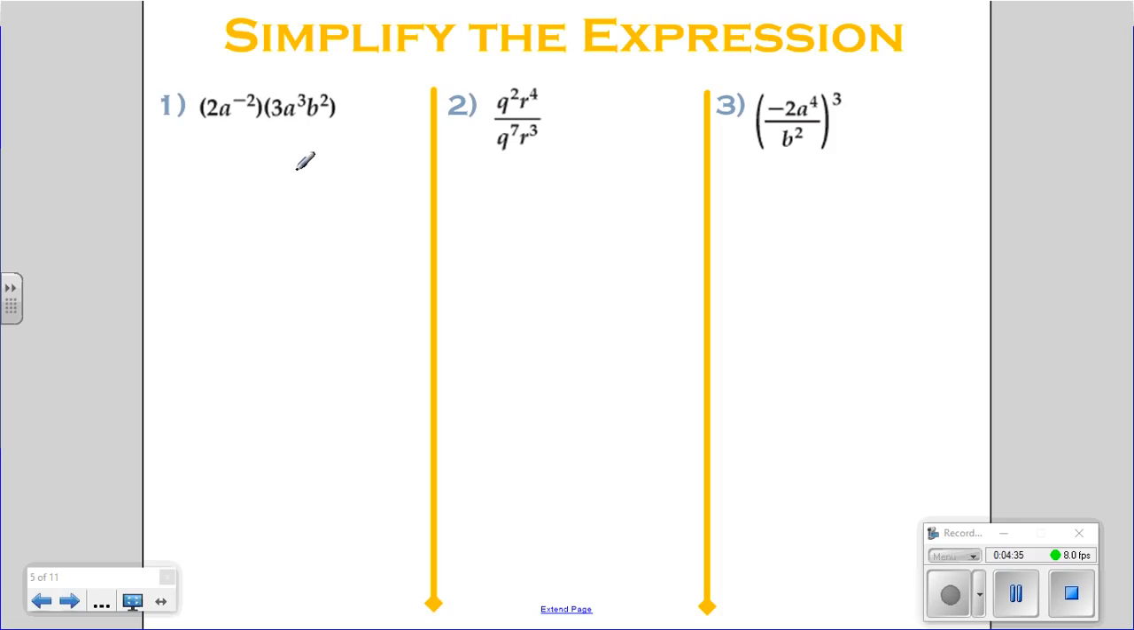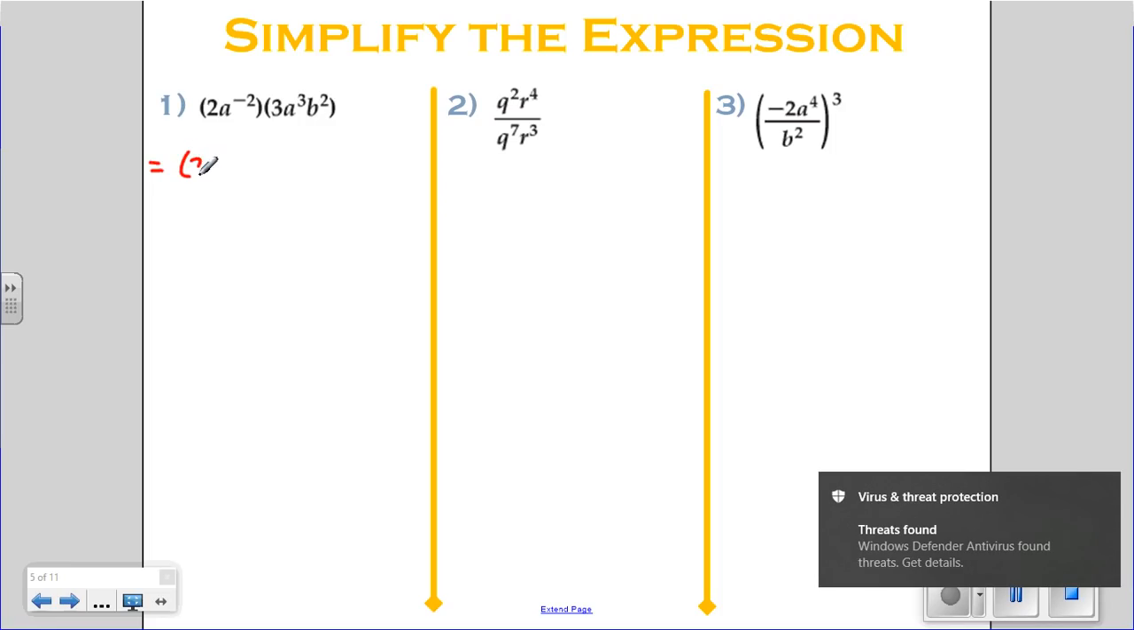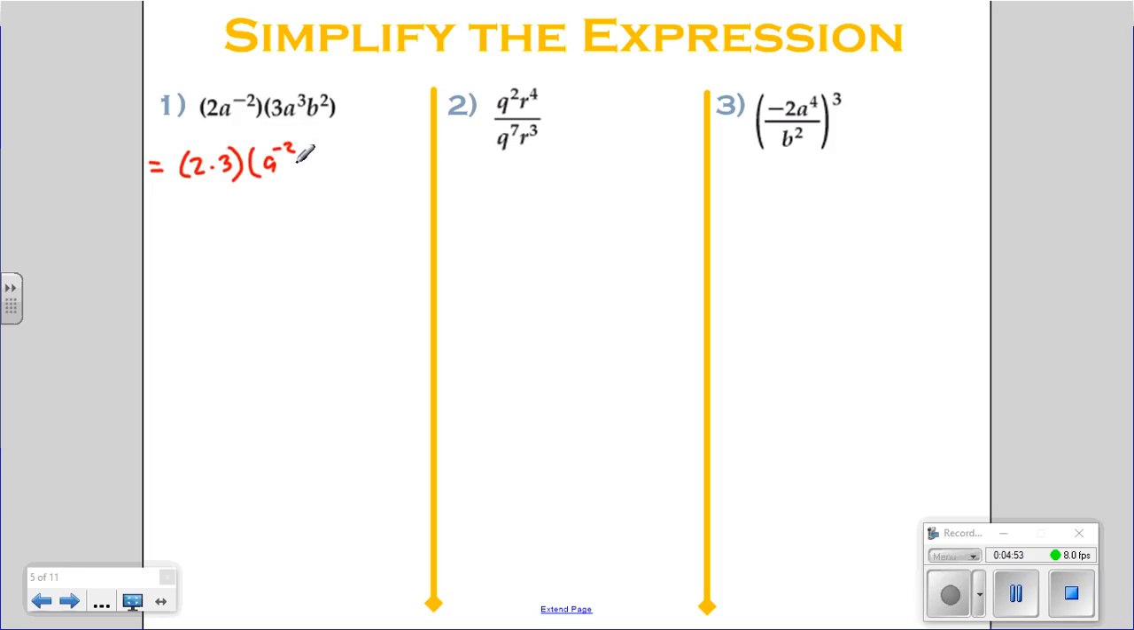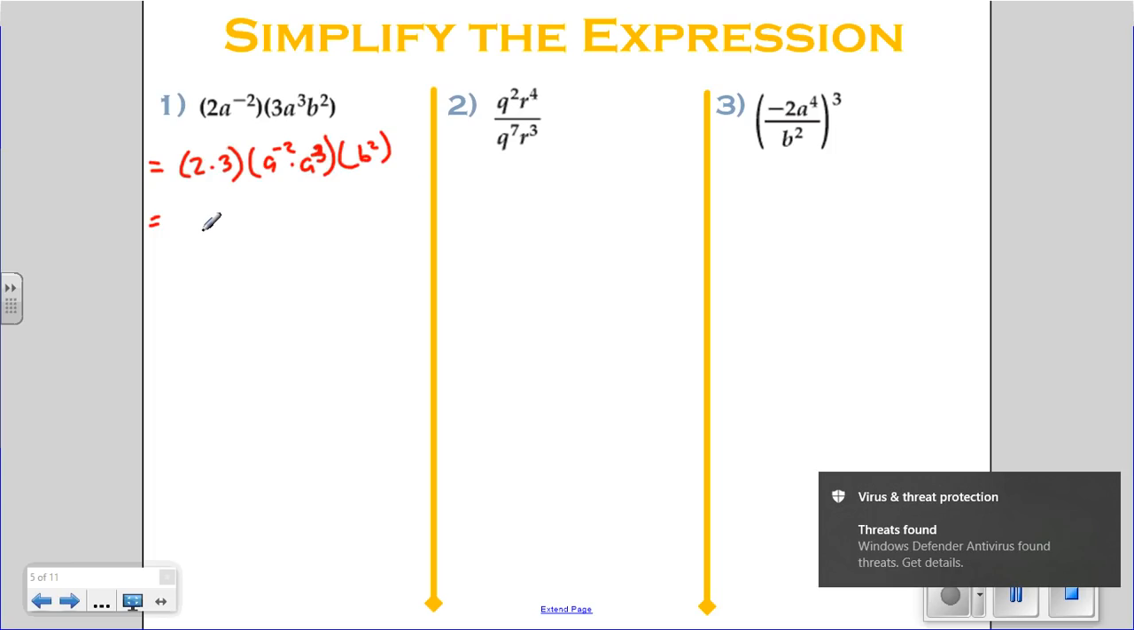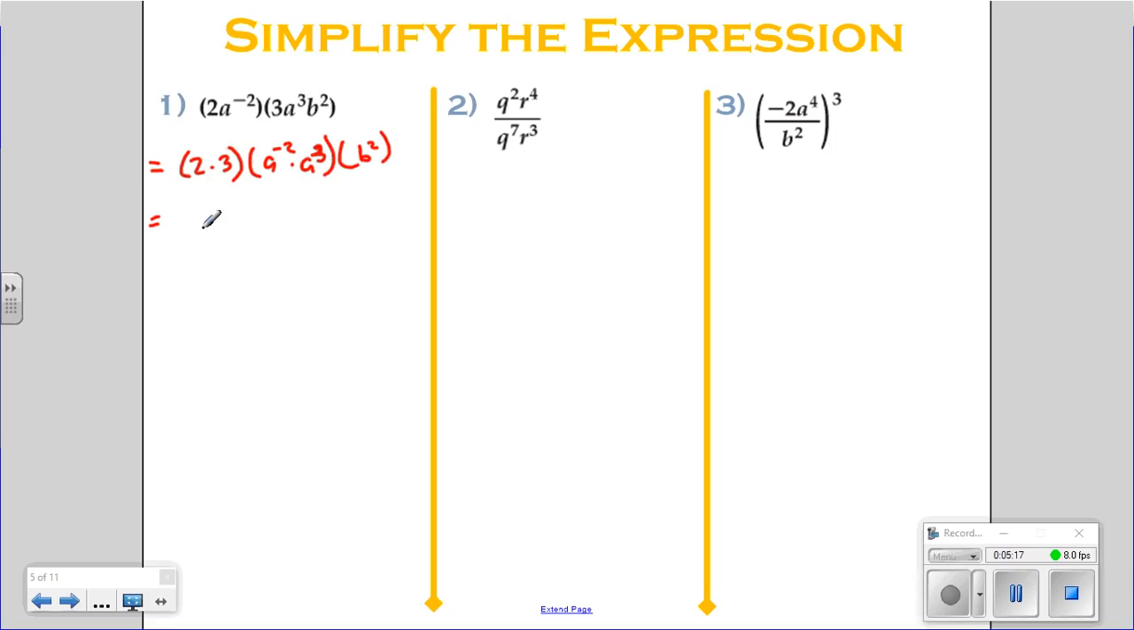So we're going to practice using those rules to simplify these expressions. What I like to do is group like terms. So on the first one, I'm going to group 2 with 3. Then a to the negative second with a to the third. And then I have b all by its lonesome. So when you're simplifying, you have to remember to leave all answers with positive exponents, as well as make sure any fractions you have are in lowest terms.